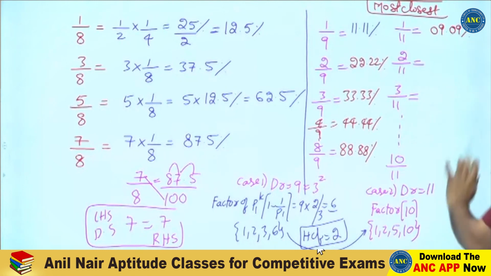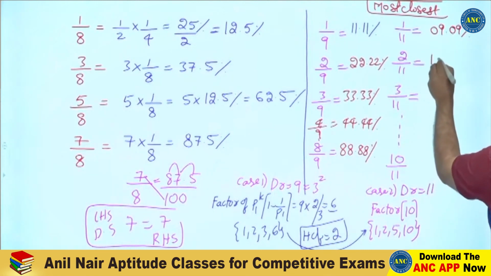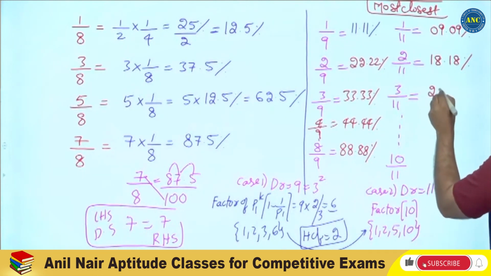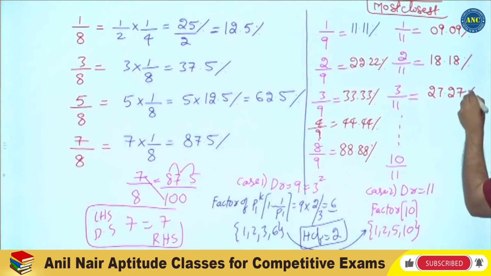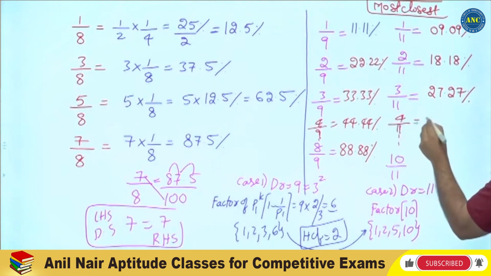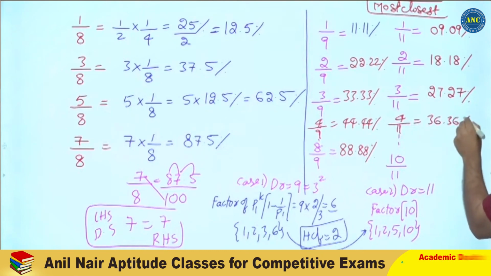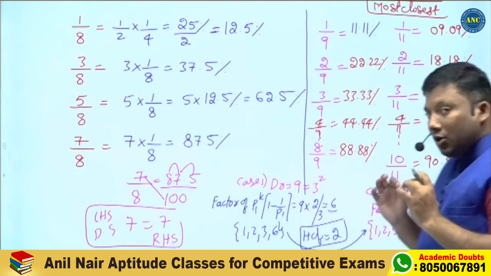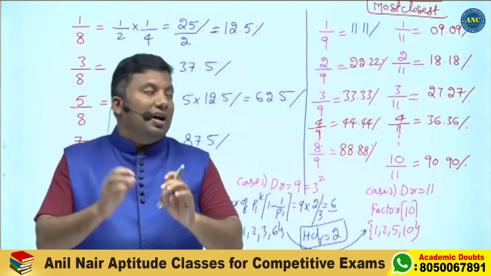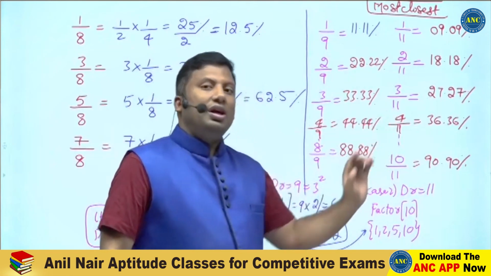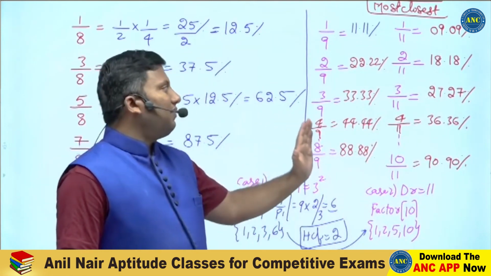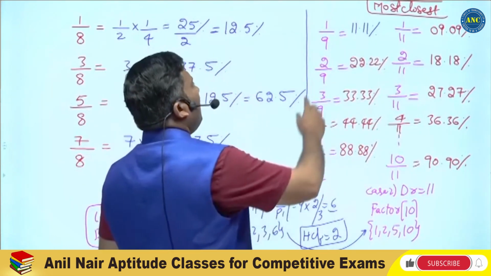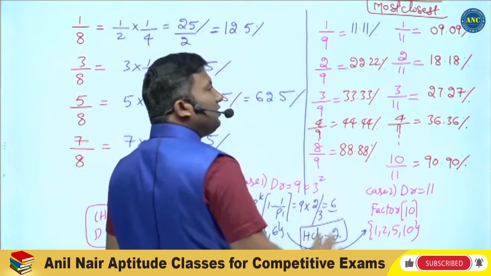Am I right? 1 times 9 is 09. 2 times 9, 18.18. Number of digits repeated are 2. 3 times 9, 27.27. 4 times 9, 36.36. 10 times 9, it is 90.90. I hope you are able to identify how I am connecting the dots when the denominator is 9 or 11. Number of digits repeated in both of them is 2.